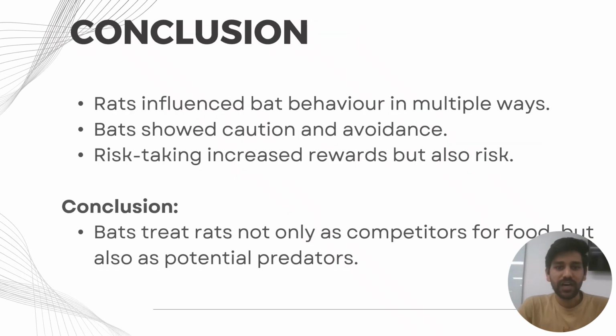To conclude, our findings show that rats affected bat behavior in a way consistent with predator avoidance. Bats delayed feeding, landed less often when rats were around, and showed a trade-off between risks and rewards. So the evidence supports that bats treat rats not only as competitors but also as potential predators.